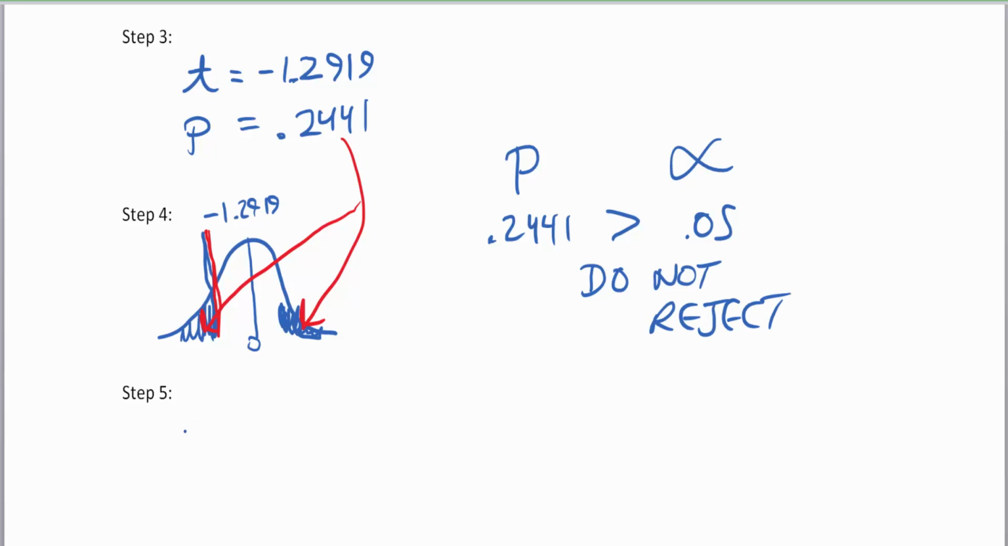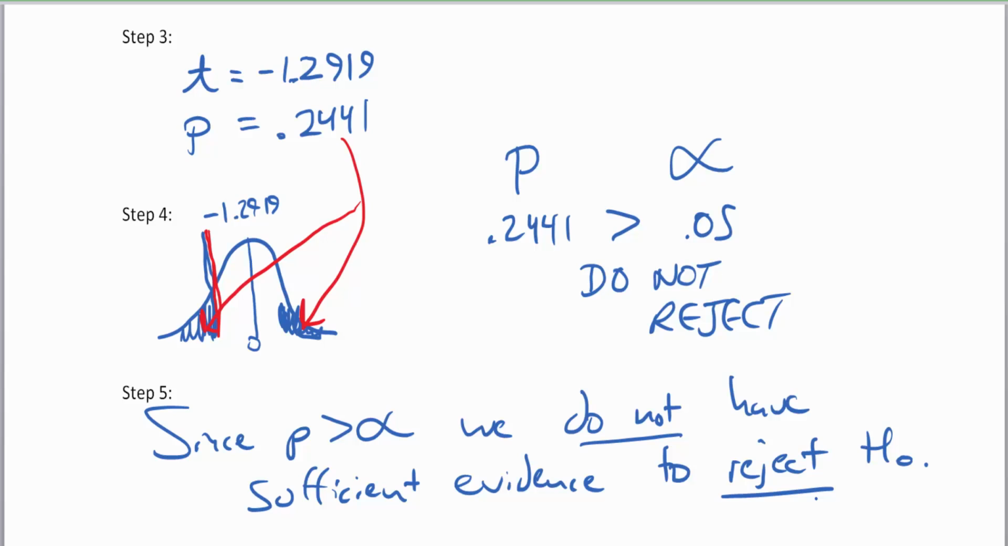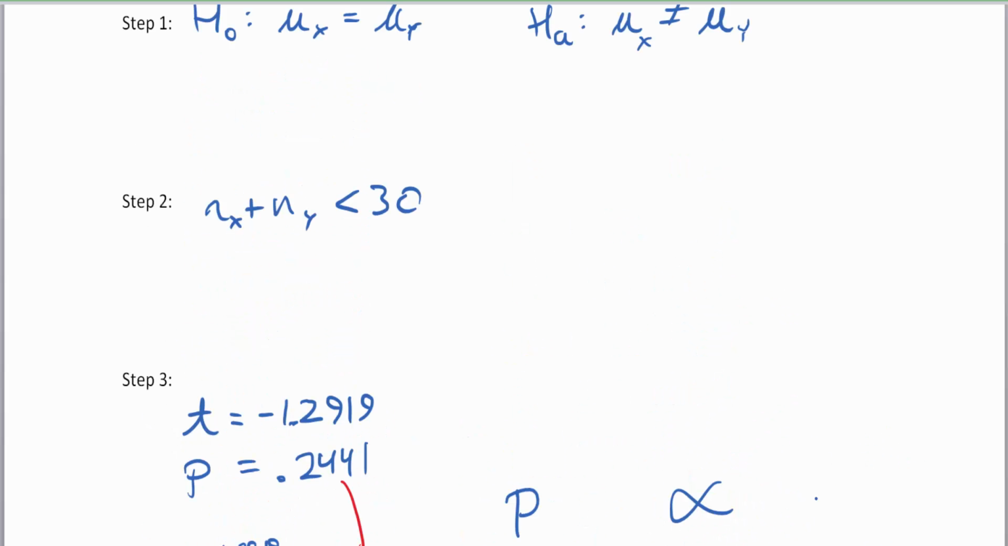So in our conclusion, we write down our inequality. Since p is greater than alpha, we do not have sufficient evidence to reject the null hypothesis. All right, so do not reject the null hypothesis, which means that there's no clear winner brand-wise for the weights of a vacuum cleaner. Looks like they're statistically the same, and it was kind of nice that we were told in the problem that we had a normal distribution.